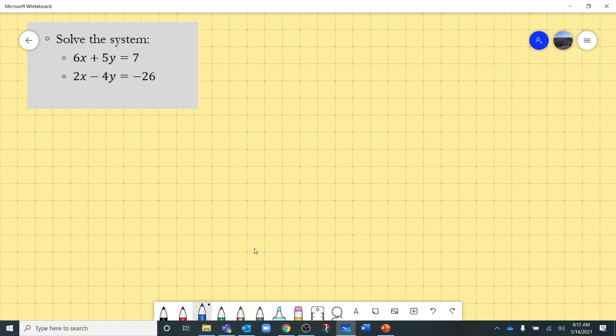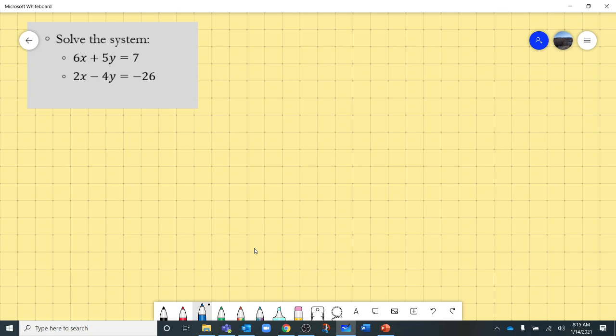Okay, so let's try this one. We have 6x plus 5y equals 7, 2x minus 4y equals negative 26. We need something to look the same, right? We have multiple options. It would be more steps, it would be more work, but we could do this.